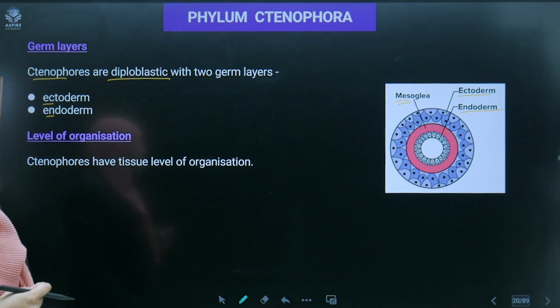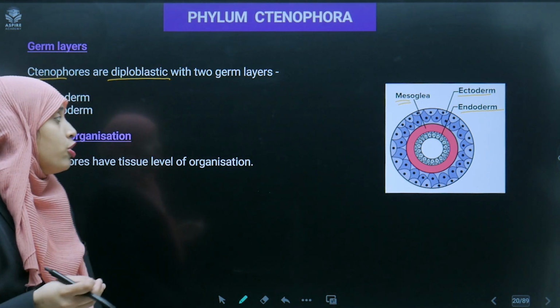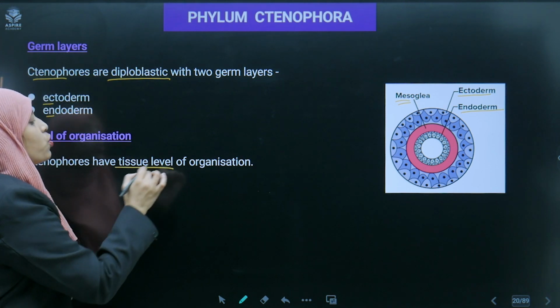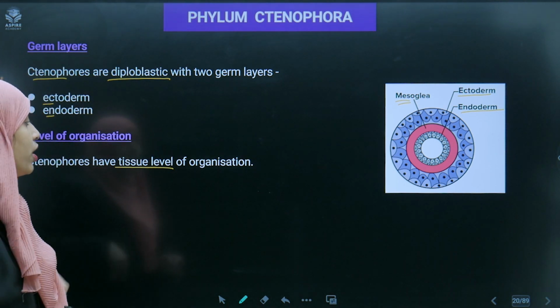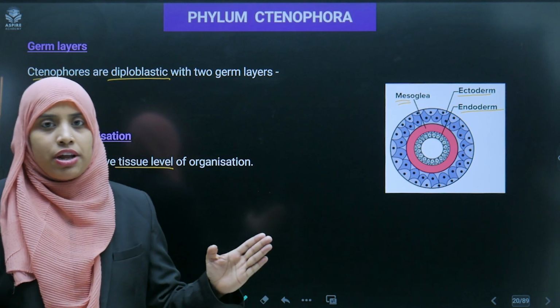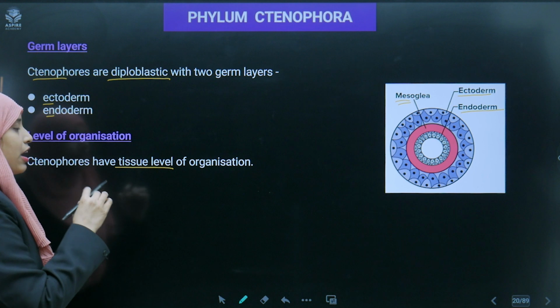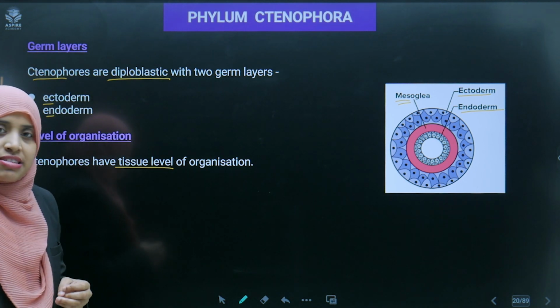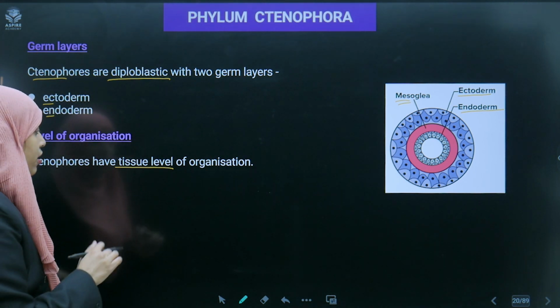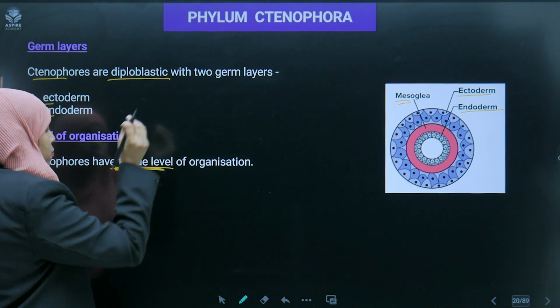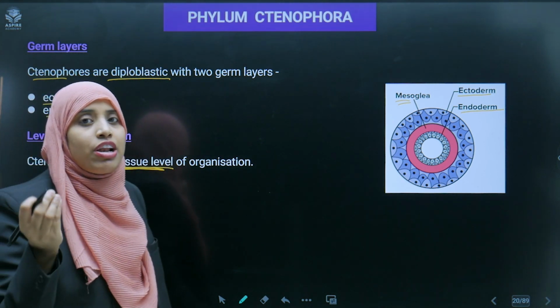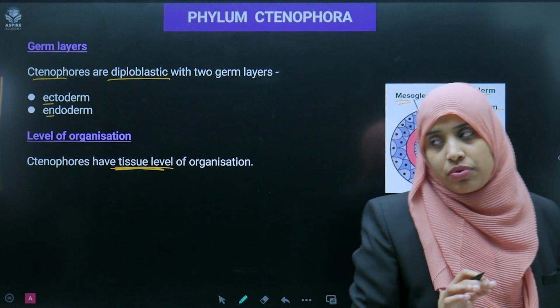Level of organization कैसा है Ctenophora में? Ctenophora show tissue level of organization. Cells are there, tissue भी है इनमें. The development of organ systems has not yet taken place. So the phylum Ctenophora shows tissue level of organization.